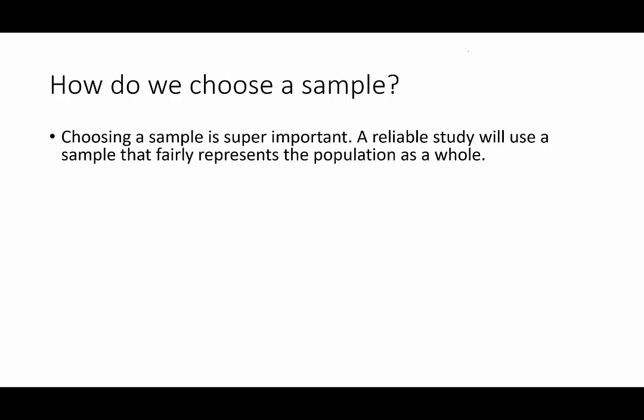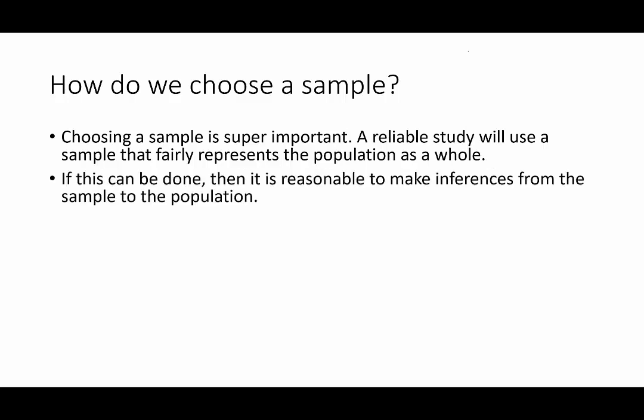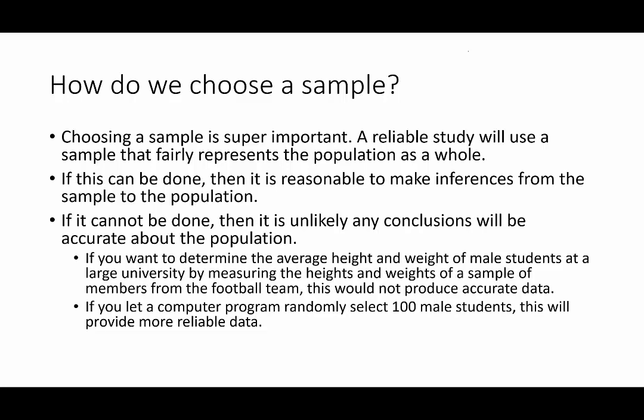So if we are trying to conduct research about all Americans, it probably wouldn't be very accurate if I only took a sample of people living in New York City, because New York City is not representative of the entire United States. If this can be done, then it is reasonable to make inferences from the sample to the population. However, if it cannot be done, then it is unlikely to draw any conclusions that will be accurate about the population.